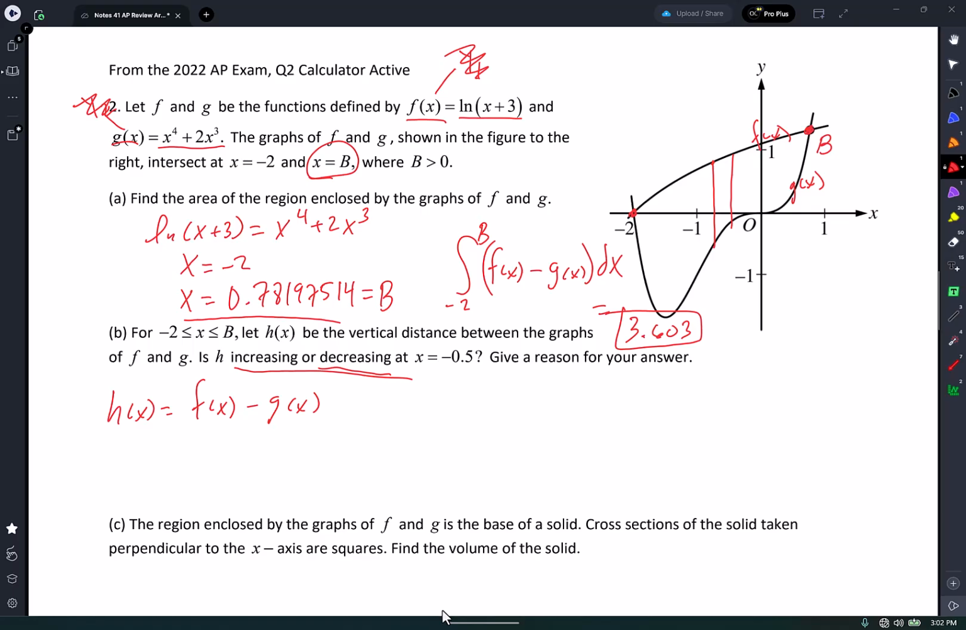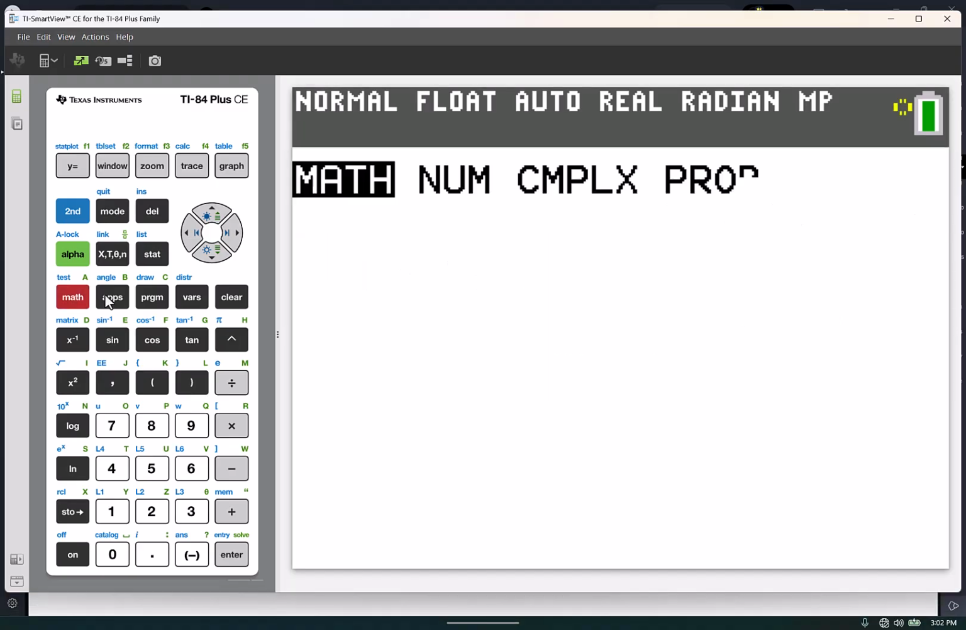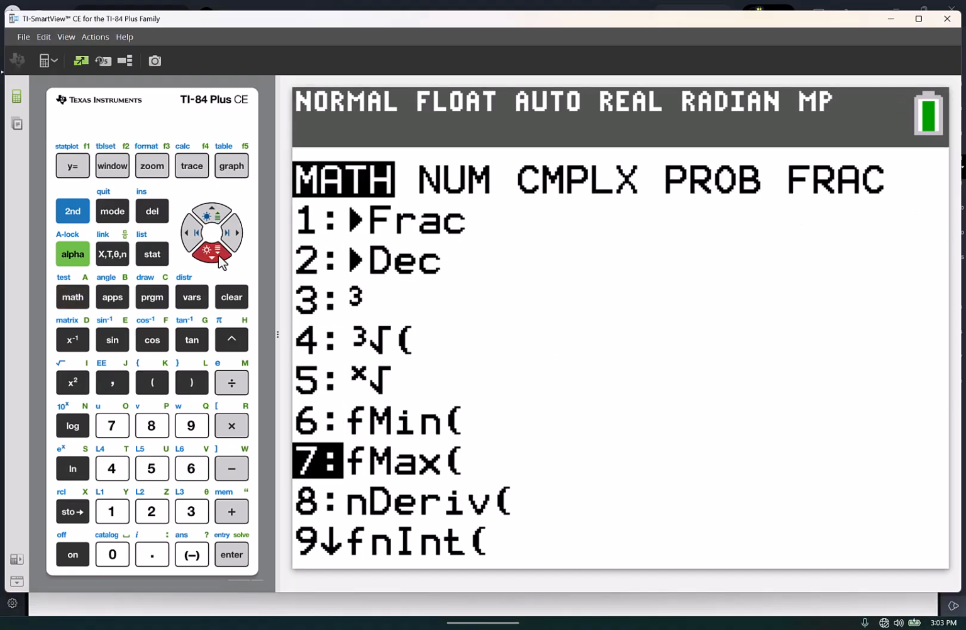All you got to do is say h prime of -0.5 and then give the answer. So here's my setup. Here's the model first. H prime of -0.5 equals, and then don't even think about taking a derivative. Just do it with your calculator. Well, we're taking a derivative, but don't think about showing any expressions. Just give me a number. Go to the calculator, go math, and look for the one that says derivative.